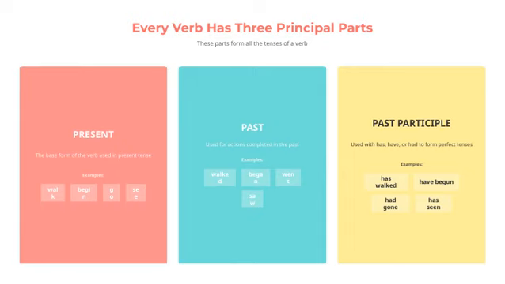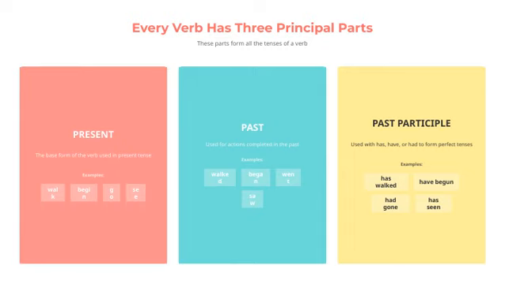Next, we move to the past tense. This form is used for actions that are completed in the past. So, for example, walk becomes walked, begin becomes began, go becomes went, and see becomes saw. These tell us that the action happened before now.